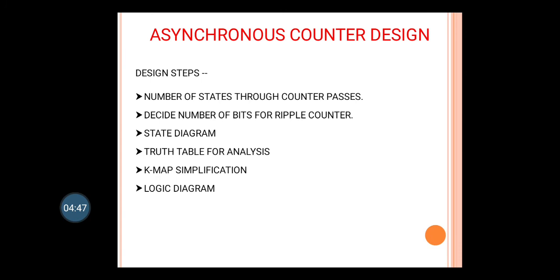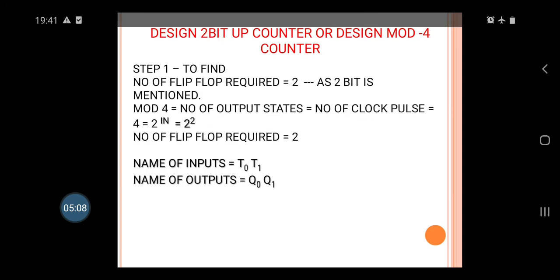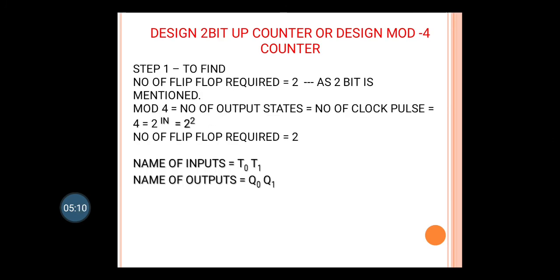Designing steps. There are certain designing steps you have to follow. First, know the number of states the counter passes through. Then decide the number of bits for the ripple counter, draw the state diagram, truth table for analysis, K-map simplification and logic diagram. So we'll start. Design a 2-bit up counter, or design a mod 4 counter.